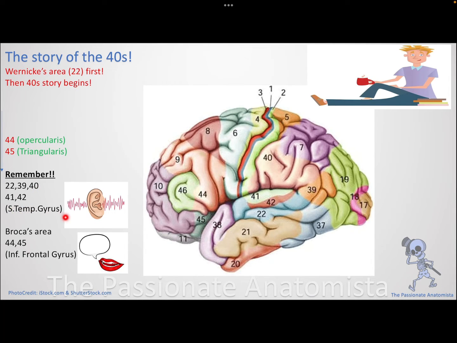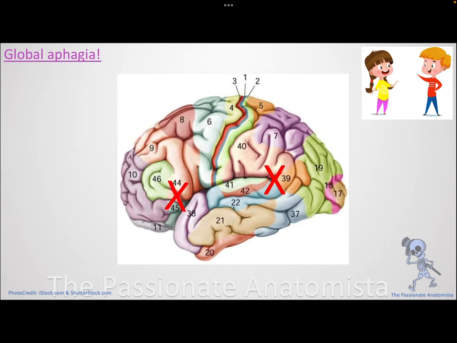And that is all in the temporal gyrus, the superior temporal gyrus. Okay, guys, and then Broca's area is in the inferior frontal gyrus. And remember that area 44 and 45, opercularis and triangularis. And of course, you need to understand what's going on first so that you can interact.